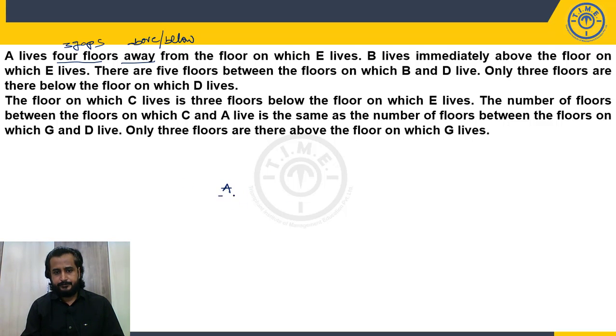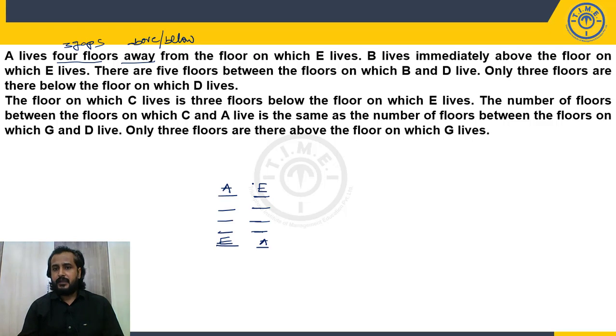Let me take this. A, 1, 2, 3, 3 gaps, and it will be E. One case. What will be the other case? E is above: 1, 2, 3, A. As I don't know the floor numbers, I cannot freeze anything. I cannot write the numbers. Whether E is the ground floor or not, that we don't know. E is the first floor, second floor, that we don't know. So we cannot freeze the floor numbers also.